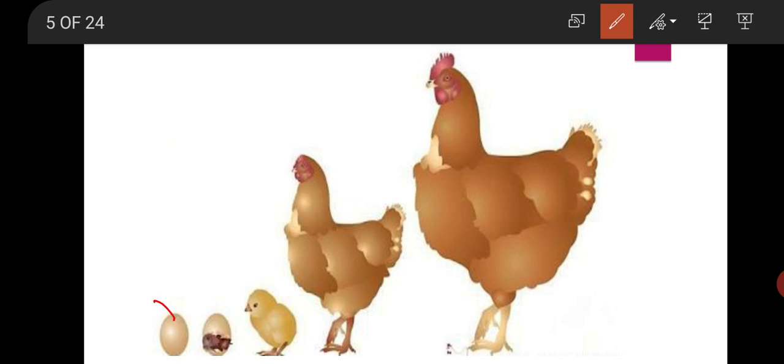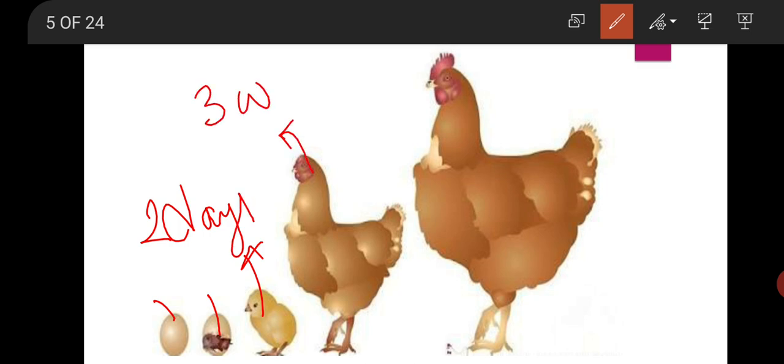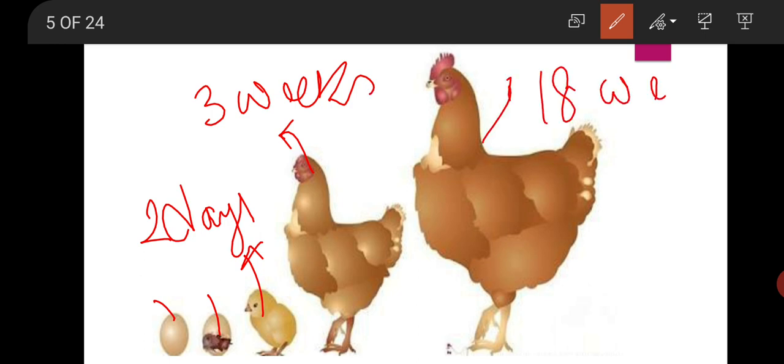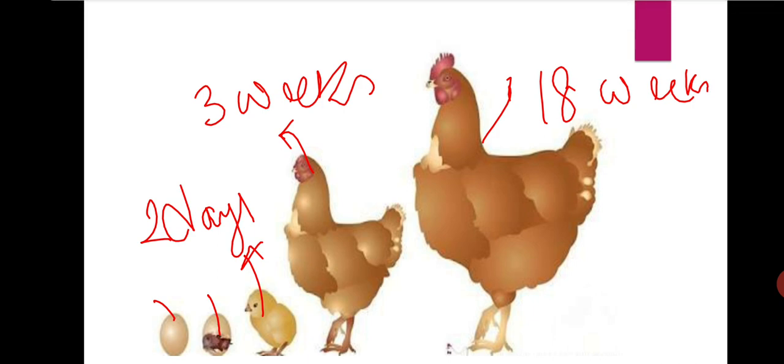This is the egg. Here, the egg is broken and babies come out. This is the picture of a hen at 2 days. This is the picture of a hen at 3 weeks. And this is the picture of a hen at 18 weeks. Now come to the next.